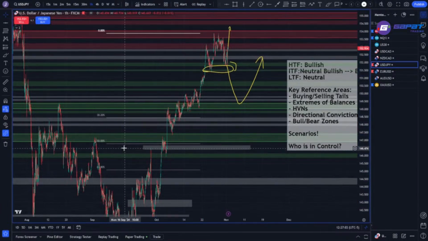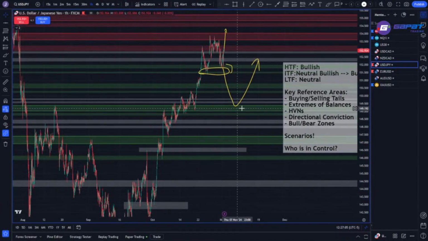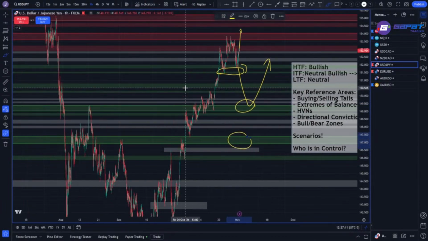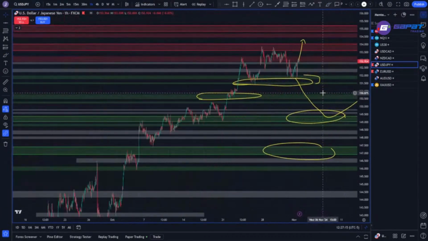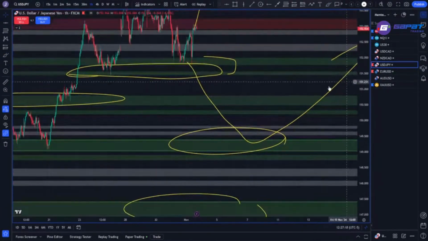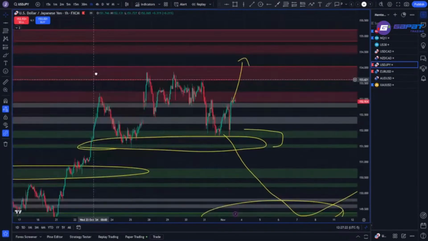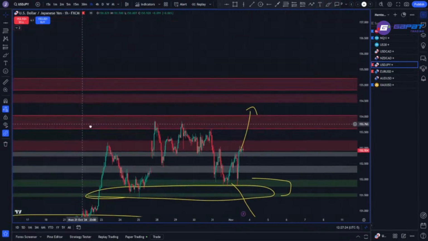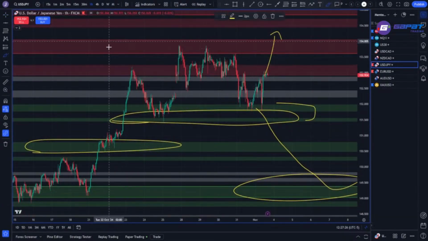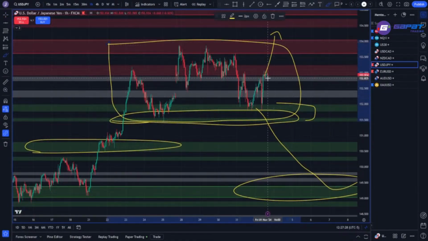So definitely on the long side, if price pulls back, I am looking to buy this level and this level 100%. This is also a good level to be buying from. And then in the meantime, as long as we remain inside of this range, inside of this range, you could short the top of the range or go long at the bottom of the range.